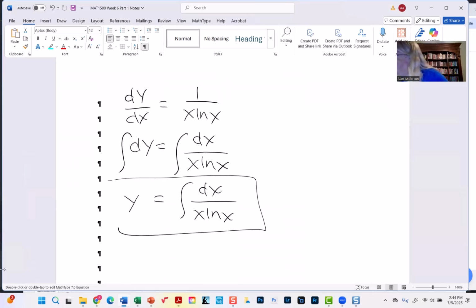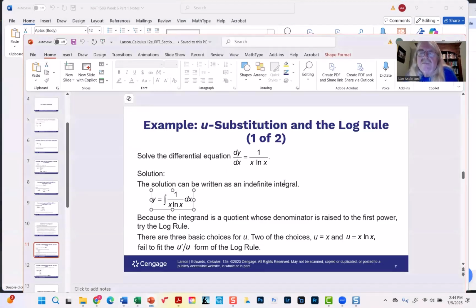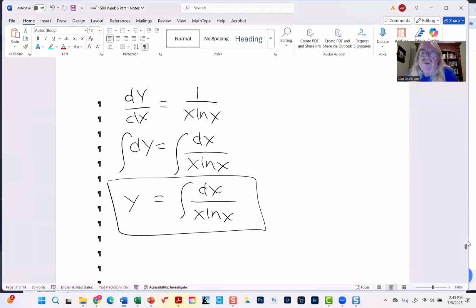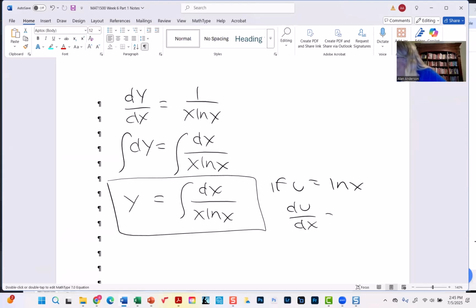Now here is where we start to solve using our normal integration techniques. So what technique do they want us to use? Well, first of all, it's u substitution. The question is, what should we use for u? If u equals log x, then du is 1 over x, or in other words, du is dx over x.